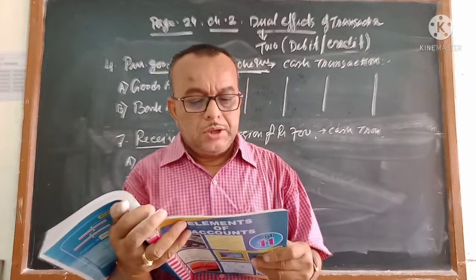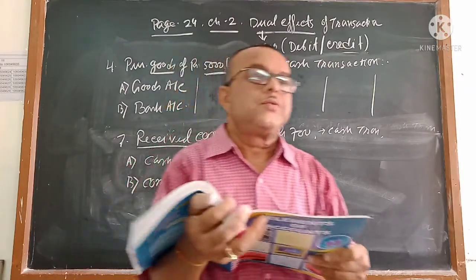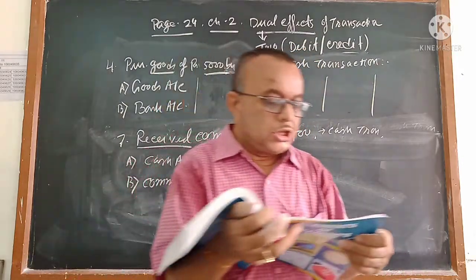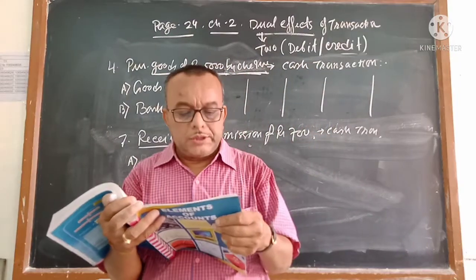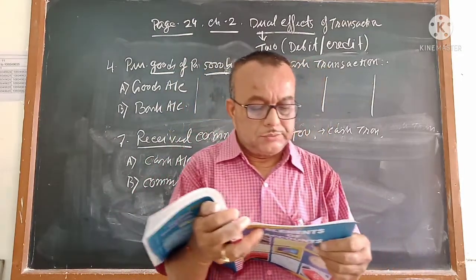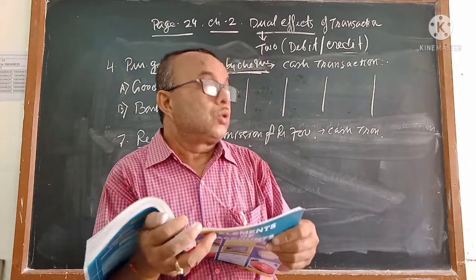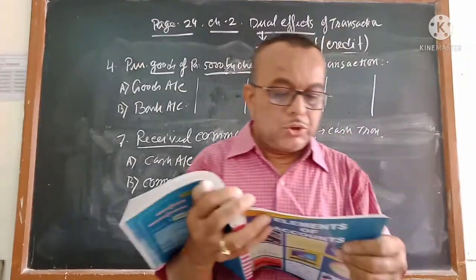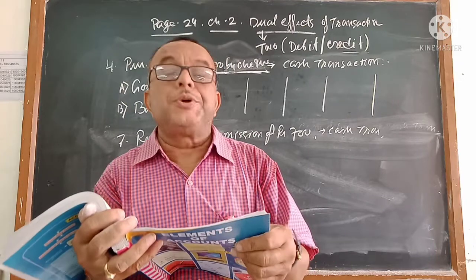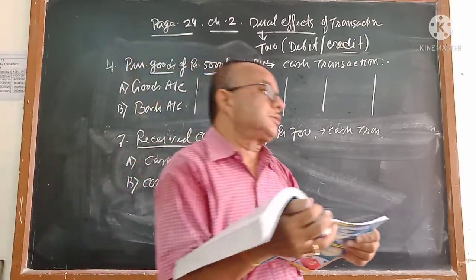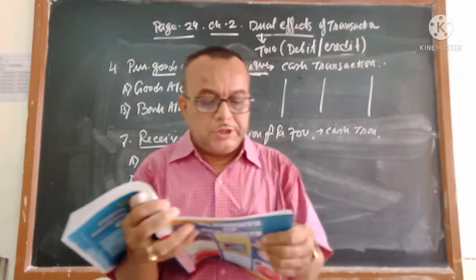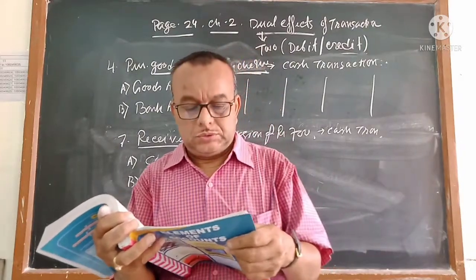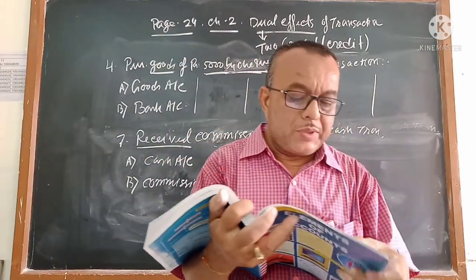Number 1, sold goods in cash for rupees 5,000. Cash transaction, because cash is given. The two things exchanged are called the two effects, and they are the goods account and the cash account. If it is a cash transaction, a cash account will definitely be there, as I told you. Number 2, goods purchased for rupees 8,000, also a cash transaction. One is the goods account and the second one is the cash account.